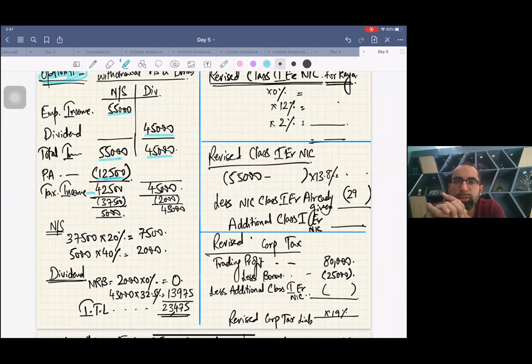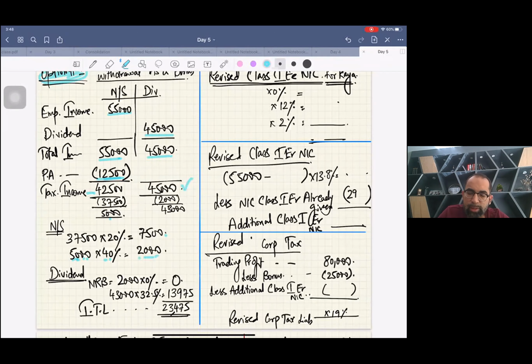In non-saving, what's the first band? The first band is 37,500. So as your non-saving taxable income is greater than 37,500, your first band will be consumed totally. So 37,500 times 20% is 7,500, right? Now, how much excess is left? 42,500 minus 37,500 is 5,000. And the second rate band for non-saving income is 40%, so it's 2,000.